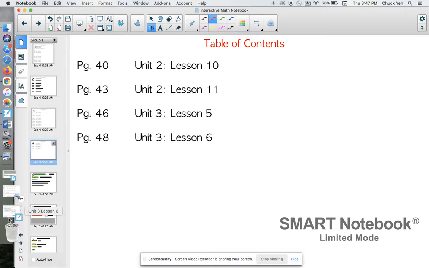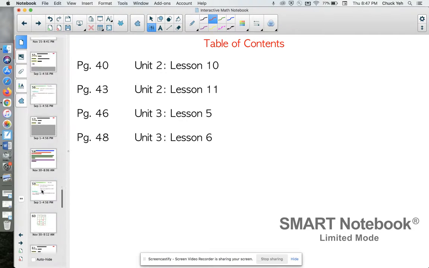All right, today is January 15th. We are going to go over the Unit 6, Lesson 6 notes, and then we're going to do the student task statements together. We're going to write Unit 3, Lesson 6. I'm on page 48 in my notebook. I don't know what page you are, so go ahead and write that down.